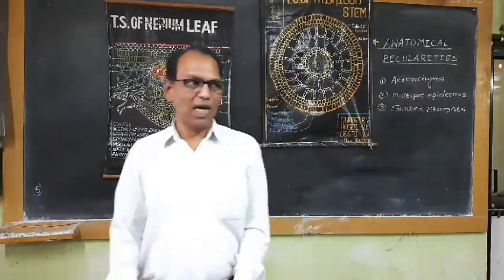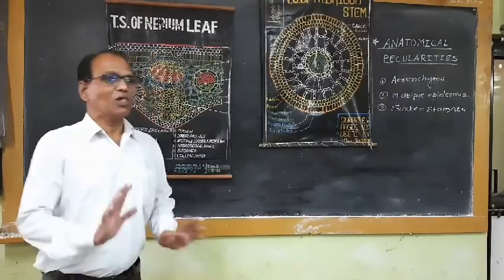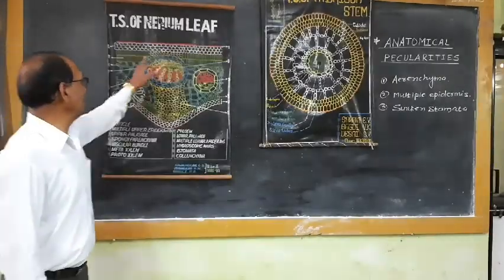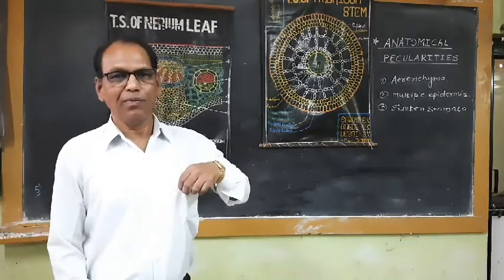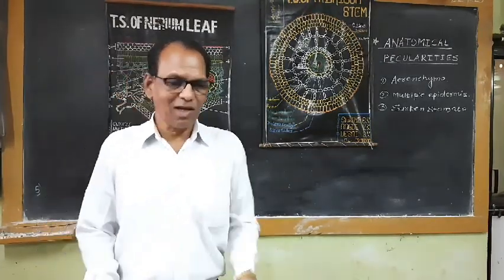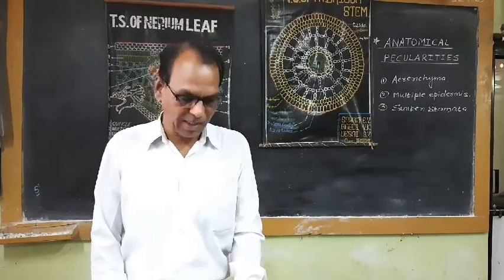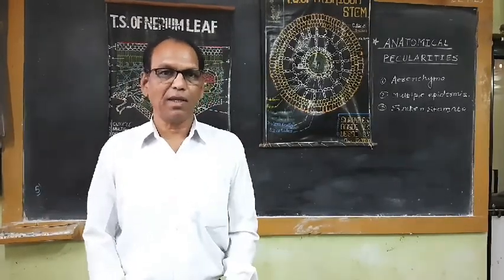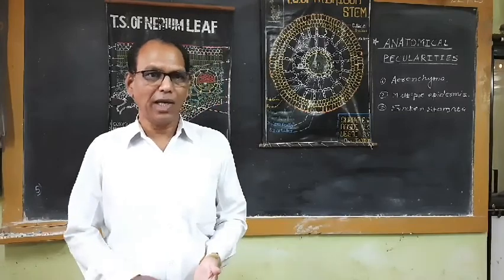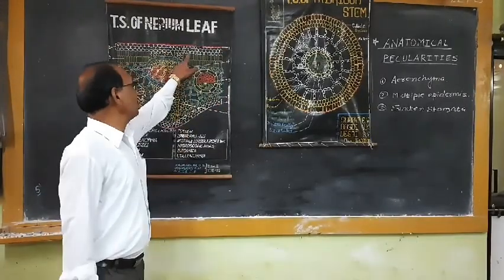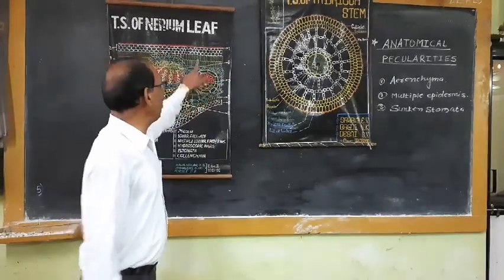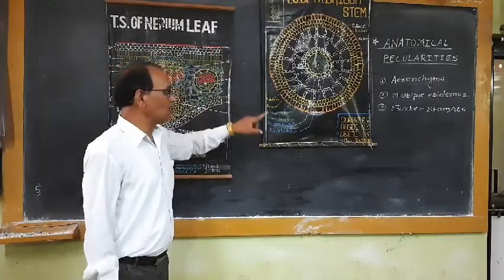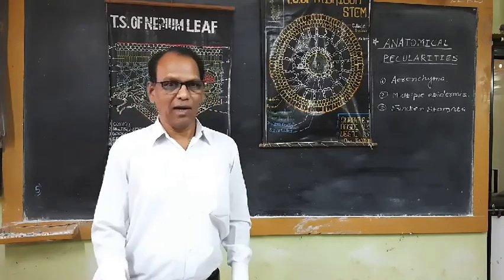So not all xerophytic plant leaves possess this multiple epidermis, but some xerophytic plants like Nerium, as well as other examples, are available in nature. For example, Begonia and Peperomia. So in Begonia, Peperomia, Nerium, the epidermis is more than one layer. So this epidermis is commonly called multiple epidermis, or it is also known as multilayered epidermis.